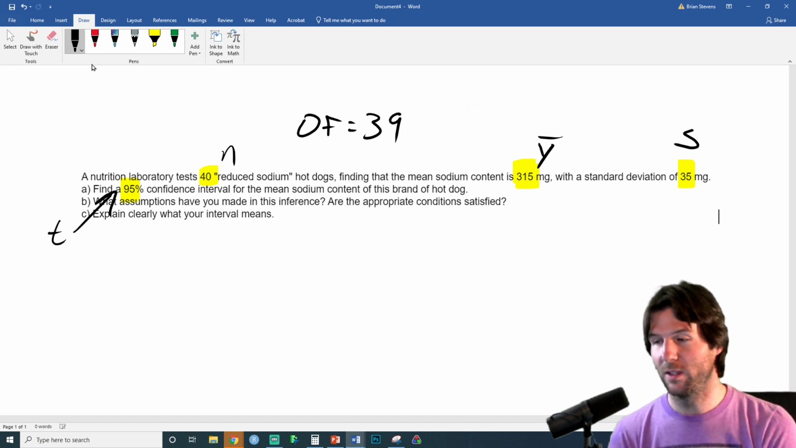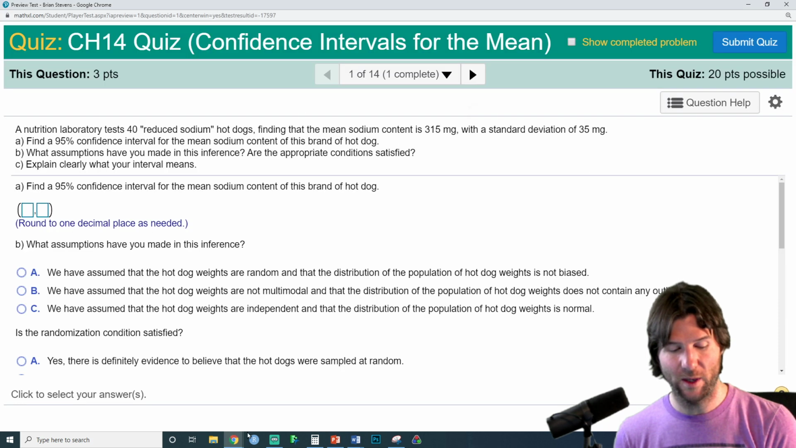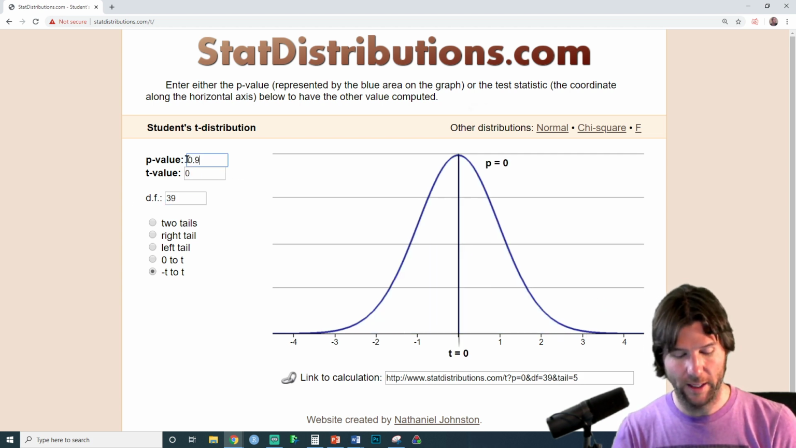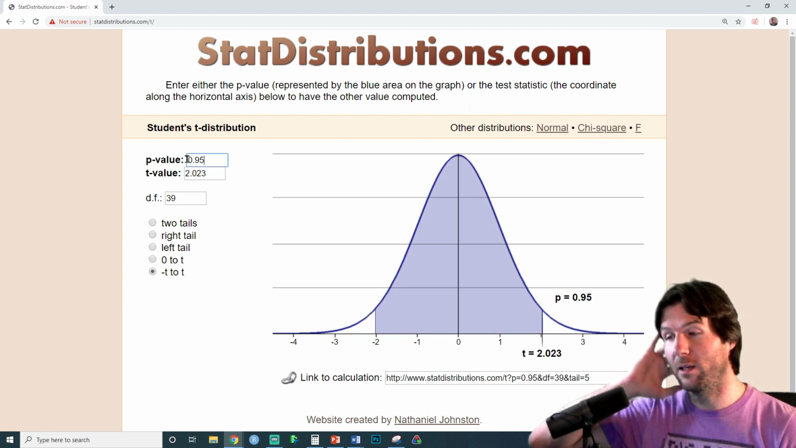So as soon as I find what the degrees of freedom are, I go right to my applet. I'm going to go right here to the applet and punch in 39 degrees of freedom. And then I'm going to put this interval right here, and build a 95% confidence interval. So I have now just found the t-score for my interval.